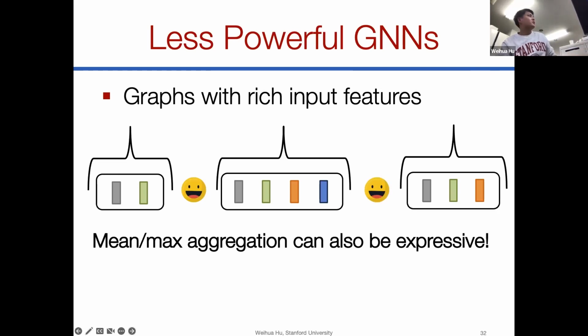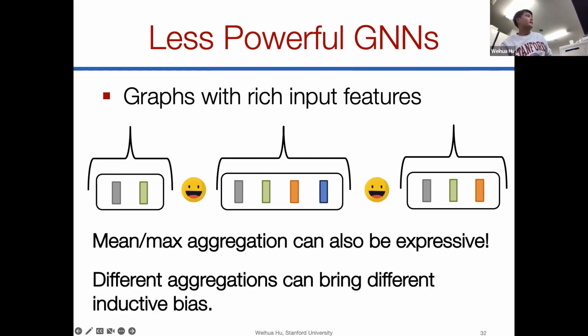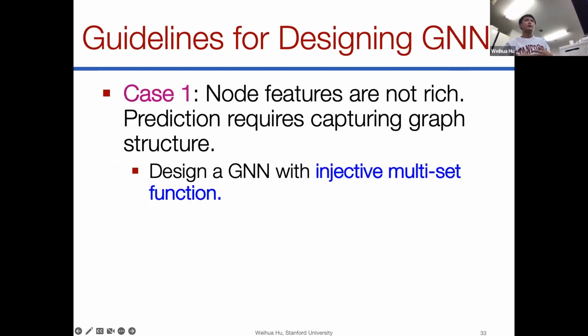In this case, mean or max aggregation can also be expressive, and different aggregation functions can bring different inductive biases. For example, max pooling might selectively choose the neighborhood, while sum pooling tends to count the number of neighbors, and mean pooling tends to smooth out the input features. So really, different aggregation functions have different inductive biases, and the choice of aggregation function is more of an empirical trial and error. So just to finally provide you the guideline for designing GNNs.